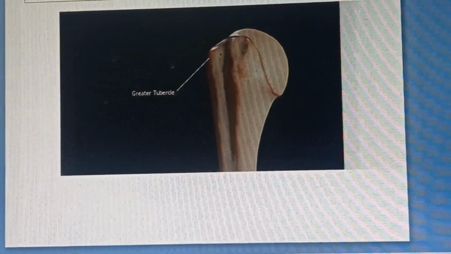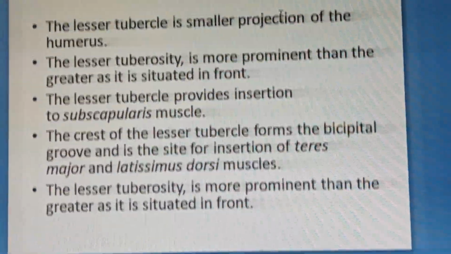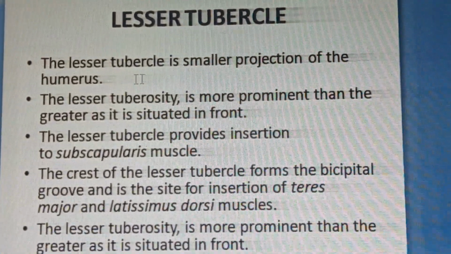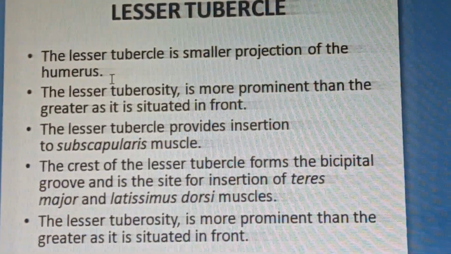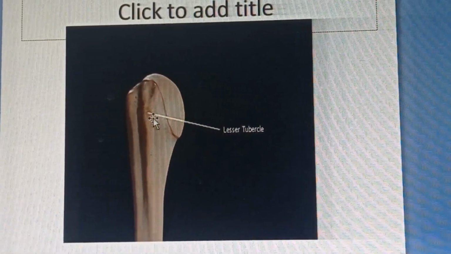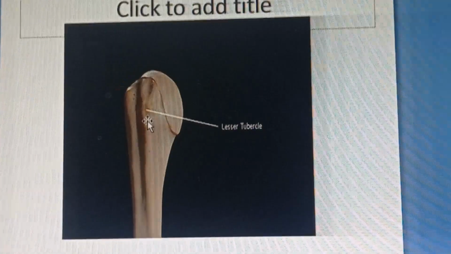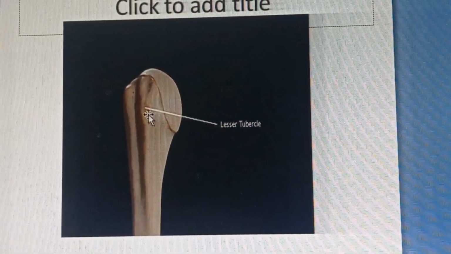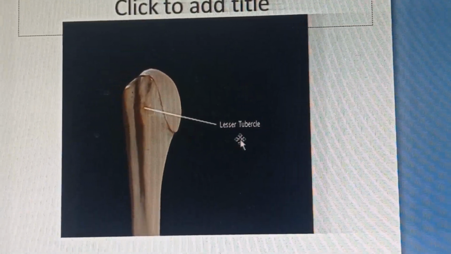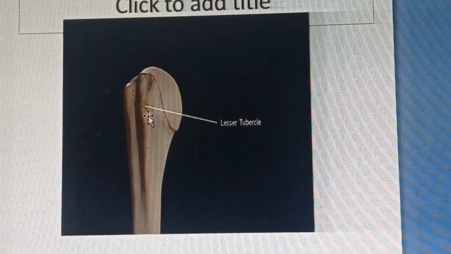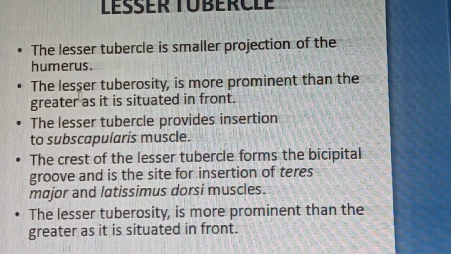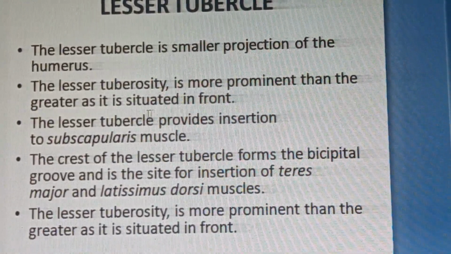The next bone marking or landmark is the lesser tubercle. The lesser tubercle is a smaller projection of the humerus, present in front of the humerus bone. It is present in front and it is a smaller area, so it is called the lesser tubercle. This area is big, so greater tubercle. This is small, so lesser tubercle. The lesser tuberosity is more prominent than the greater as it is situated in front.